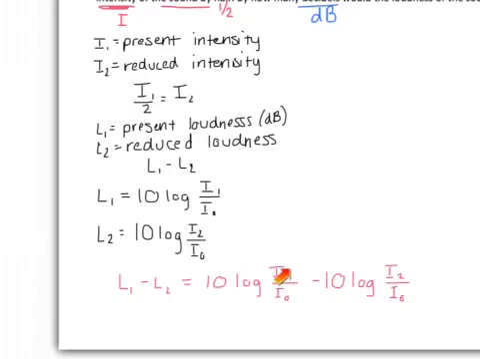Can we replace one of these so that we only have either I1 or I2? No, we can't replace I0, because it's not I to the 0. It's just a label. It's a name. But up here, what do we say I2 equals? I1 over 2. So we can replace that.